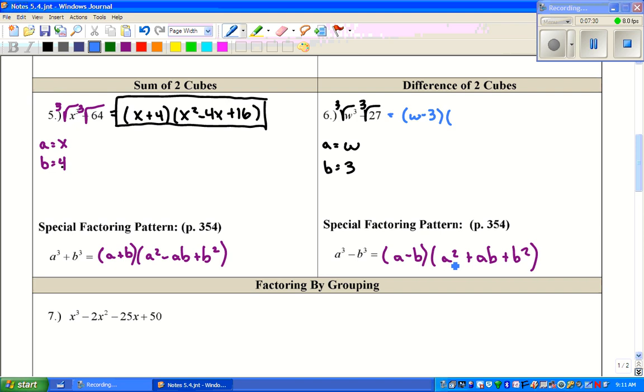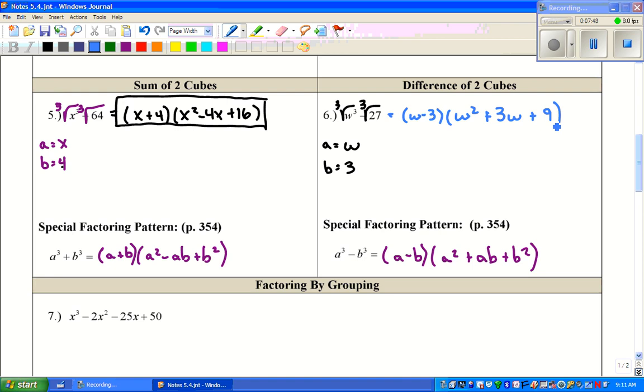Now I got to do my a squared. We know a is w, so I'm going to go with w squared. And then we're going to add a times b. So if I multiply these two, I get plus 3w. And then I'm going to do my b squared in my last term, so I'm going to go with the plus 9. All right?